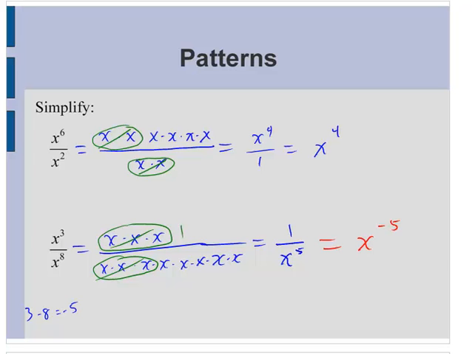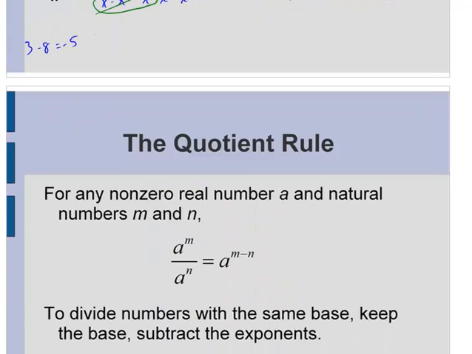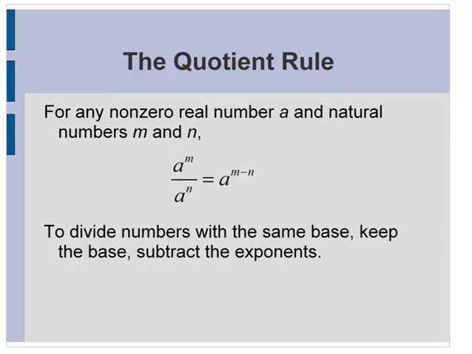So what we see here is, if we're dividing numbers with the same base, we can keep the base and subtract the exponents. And this is called the quotient rule for exponents. For any non-zero real number a and natural numbers m and n, a to the m divided by a to the n is equivalent to a to the m minus n. And like I said before, basically what this says is to divide numbers with the same base, keep the base, subtract the exponents.